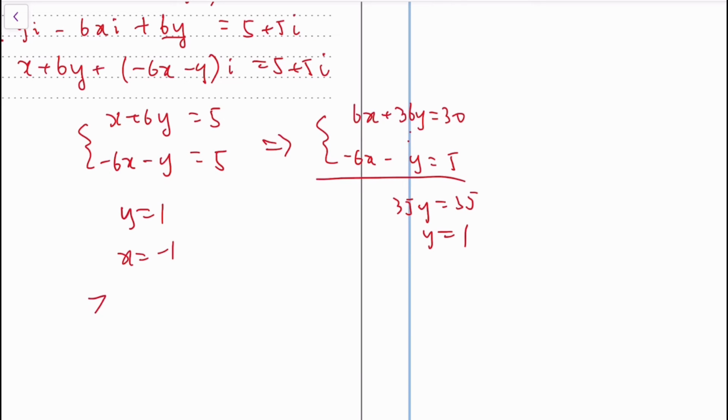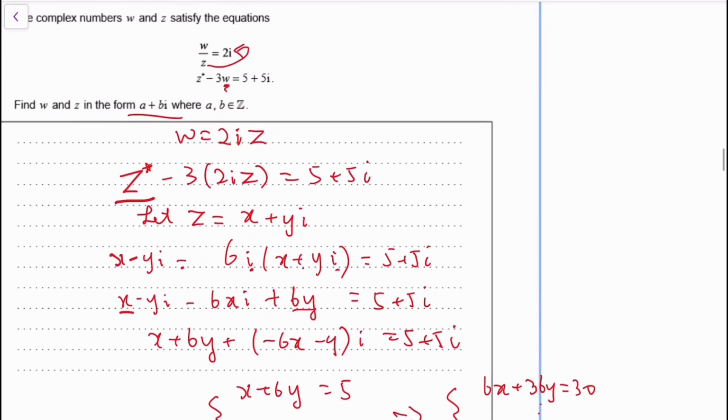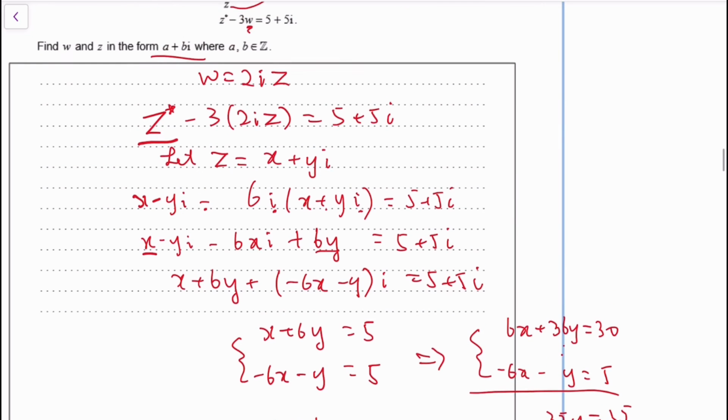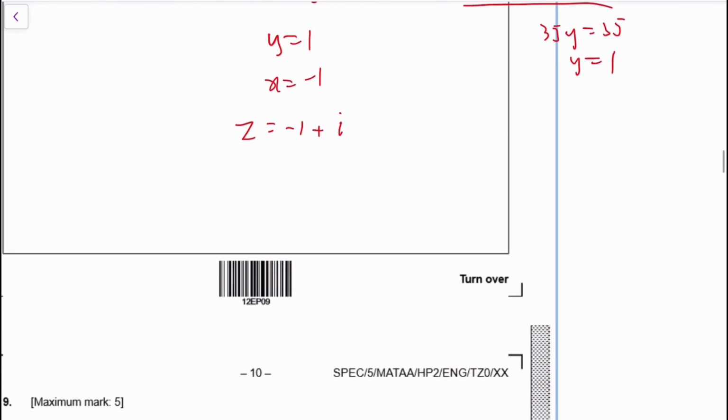So z is what? z is x plus yi, so it is minus 1 plus i. That z, we still need w. w is 2i times z. So w is 2i times that, which equals negative 2i, i times i is negative 1, minus 2. Nice and easy.